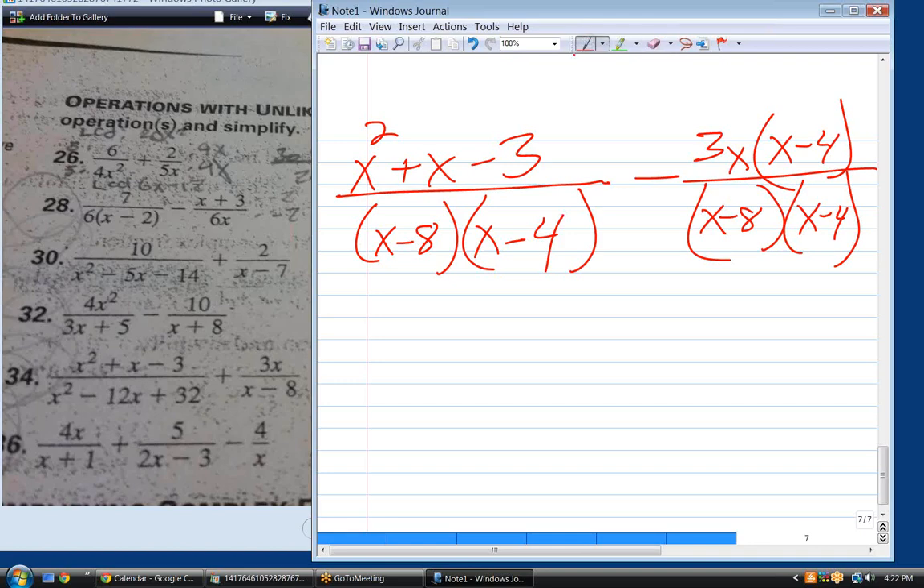So simplify the top. Make sure you can do this. So it's negative 2x squared minus... Hold on. Is it plus or minus 2x squared? It's minus. Let's do it step by step. Tell me what to write next.